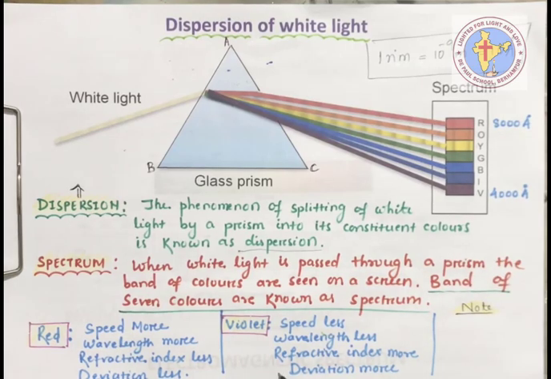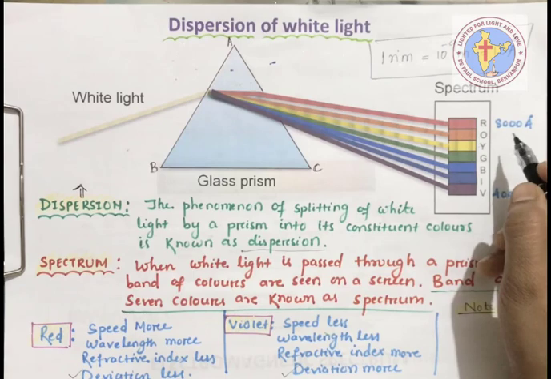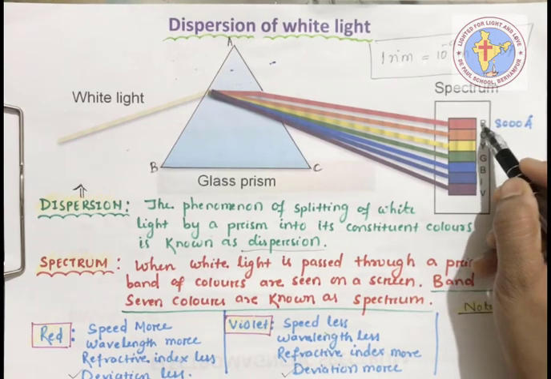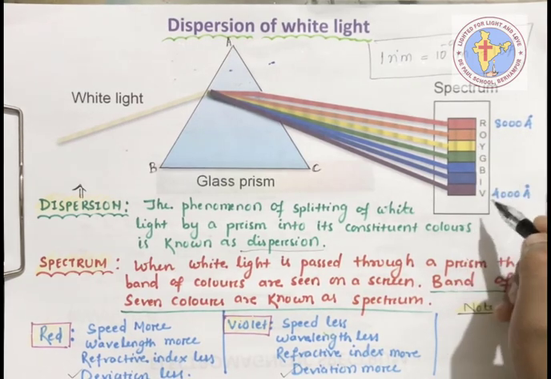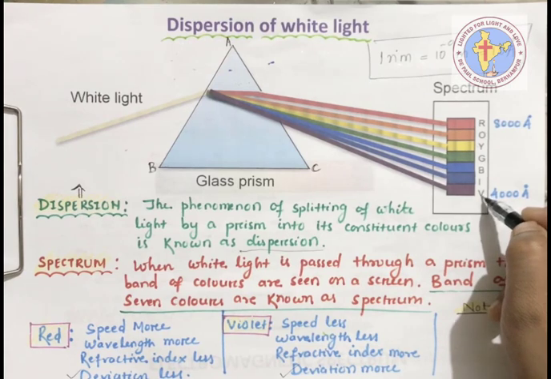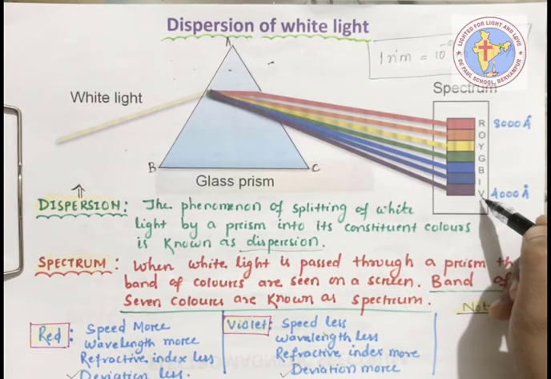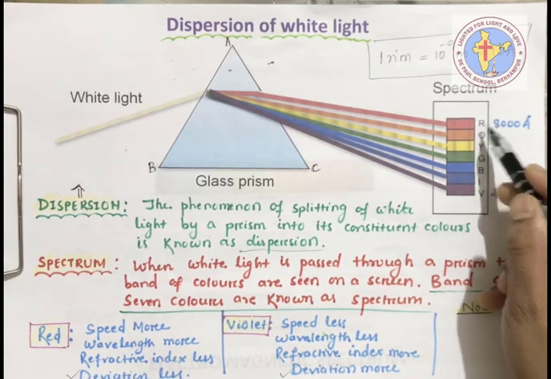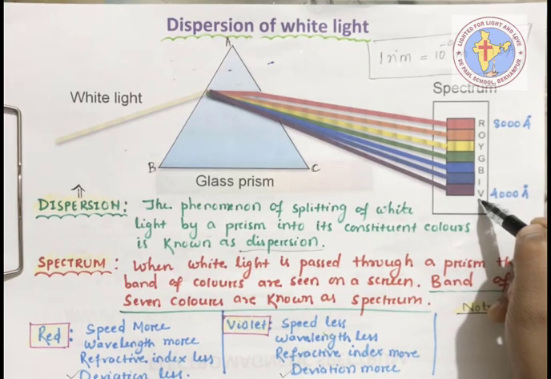So violet deviates more and red color deviates least. Now what about the speed? The speed of red light will be more and the speed of violet light will be less. Less bending, then more speed. More bending, then less speed.